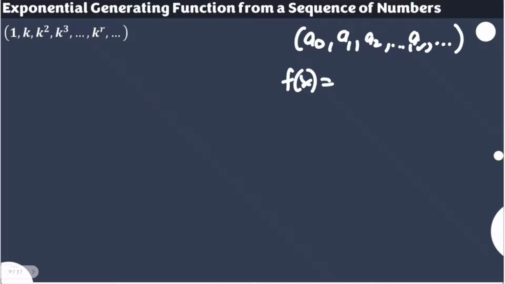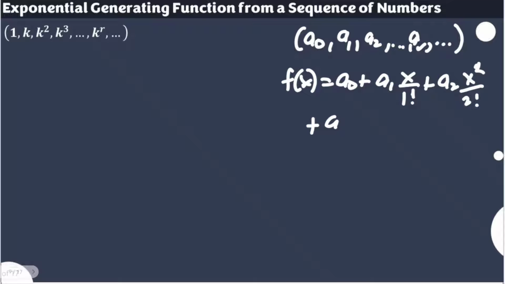function specifically. You have your a sub 0 plus a sub 1 x over 1 factorial, plus a sub 2 x squared over 2 factorial, plus a sub 3, you have x cubed over 3 factorial, until we reach here a sub r, x to the power of r over r factorial, and so on and so forth. So looking back here, we can have this form here.